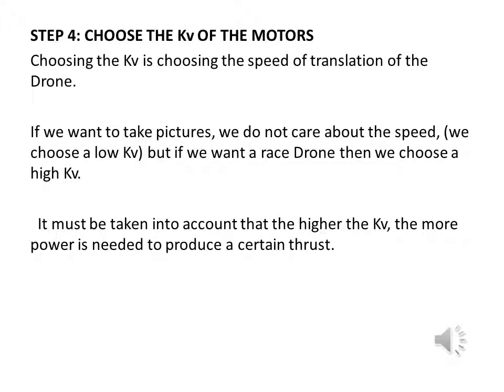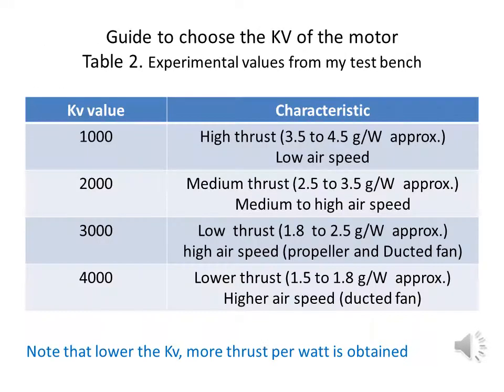Choose the kV of the motors. Choosing the kV is choosing the speed of translation of the drone. If we want to take pictures, we do not care about the speed, so we choose a low kV, but if we want a race drone then we choose a high kV. It must be taken into account that the higher the kV, the more power is needed to produce a certain thrust. This table is a guide to choose the kV of the motor. These are experimental values from my test bench. Note that the lower the kV, the more thrust per watt is obtained, but the lower the air speed. So choose the kV according to your needs.